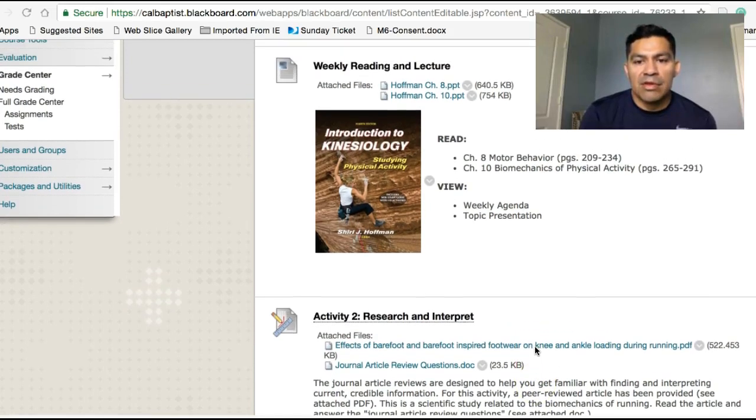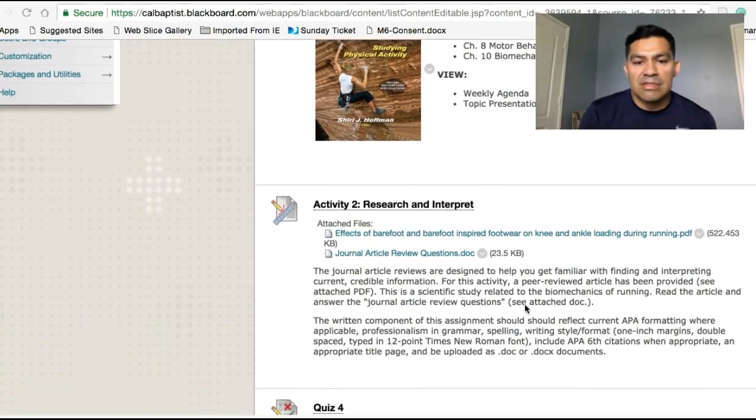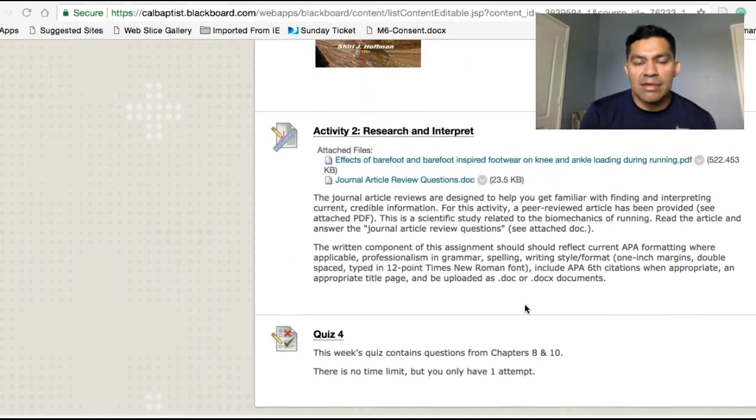And you do have to read chapters 8 and 10 on motor behavior and then also on biomechanics. So these chapters are going to be a little bit more interesting. And today, the main thing I want to go over is this second activity, which is called Research and Interpret, where you're going to have to download this research article on barefoot running or barefoot inspired footwear. And then you're going to have to answer some questions that are located in this document.